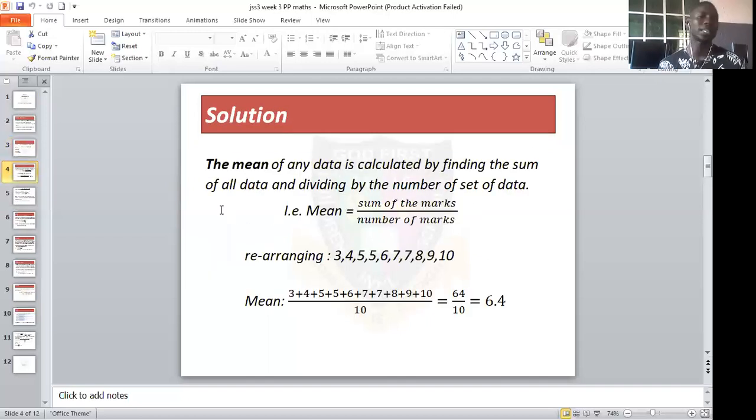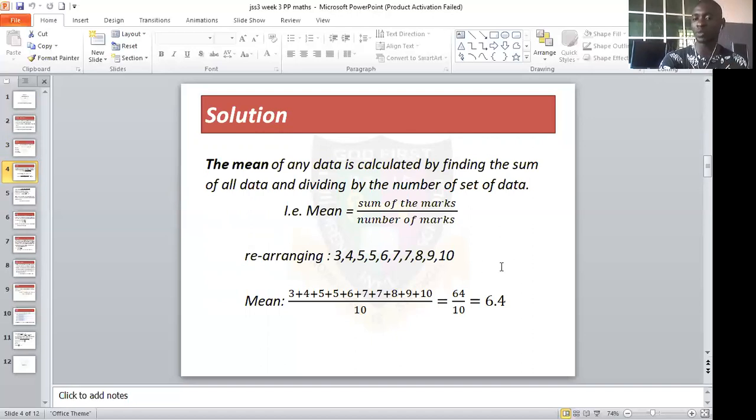The mean of any data is calculated by finding the sum of all the data divided by the number of data in the set. The number of data there is 10. So the sum of all the data, but first you have to rearrange them. Arrange them in an orderly manner. It could be in an ascending manner or in a descending manner. When we say ascending, that is going up, rising.